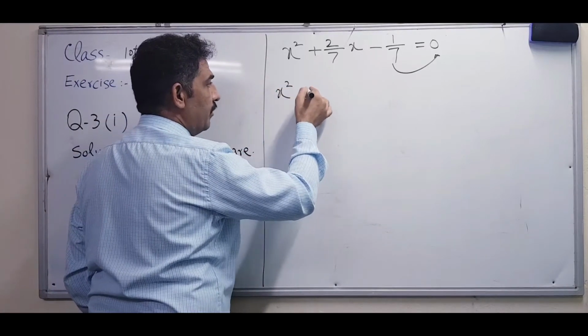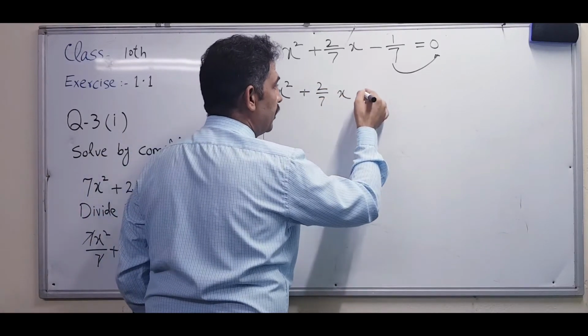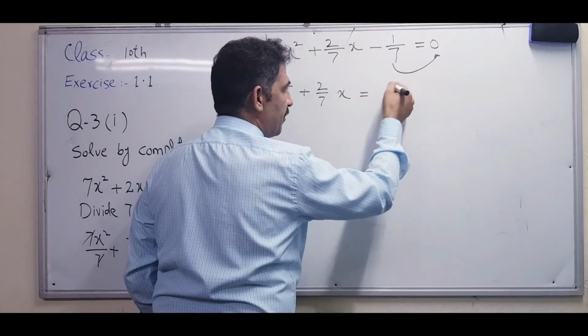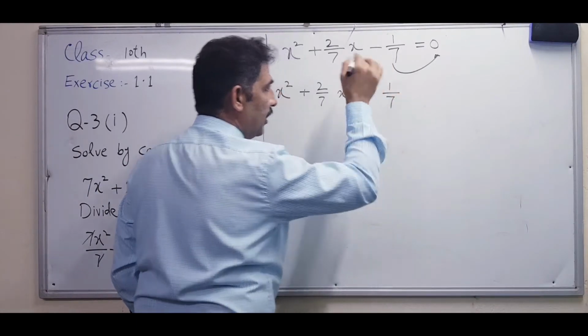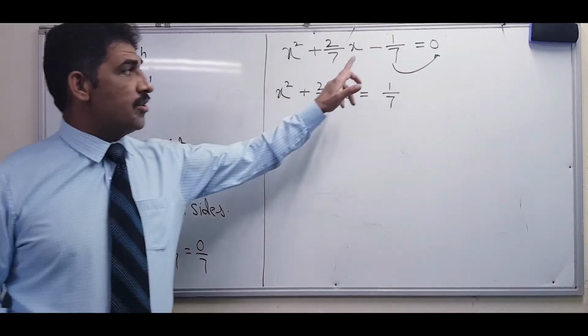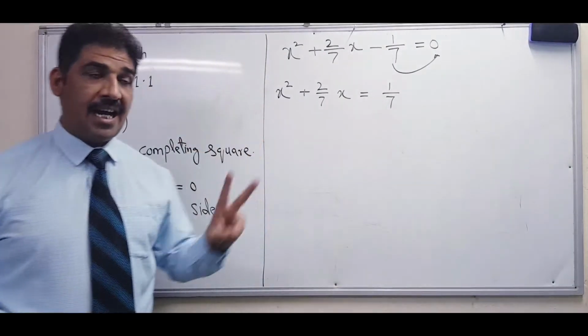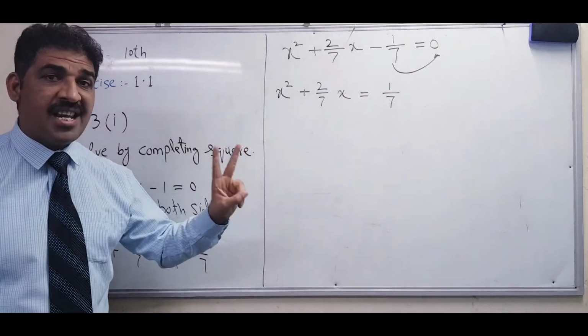x square plus 2 over 7 x is equal to, if it is minus then positive 1 over 7; if it is positive then minus 1 over 7. The second step is shifting the constant term to the other side of the equal sign. 2 steps finished. I said that to solve this question we need 3 steps.